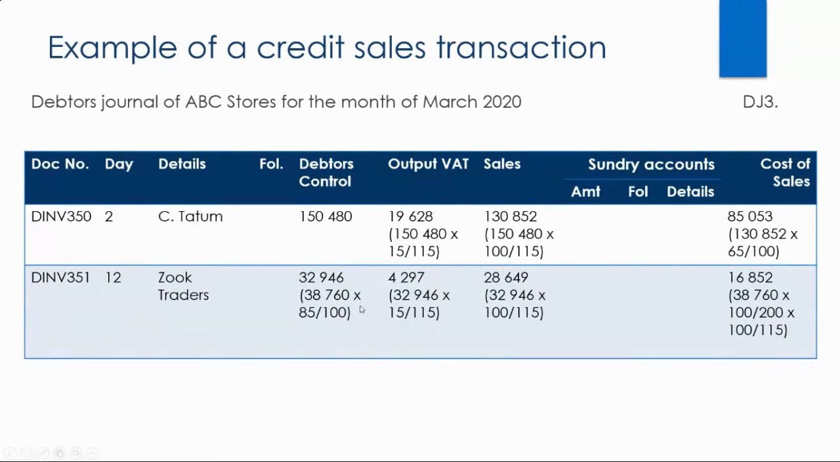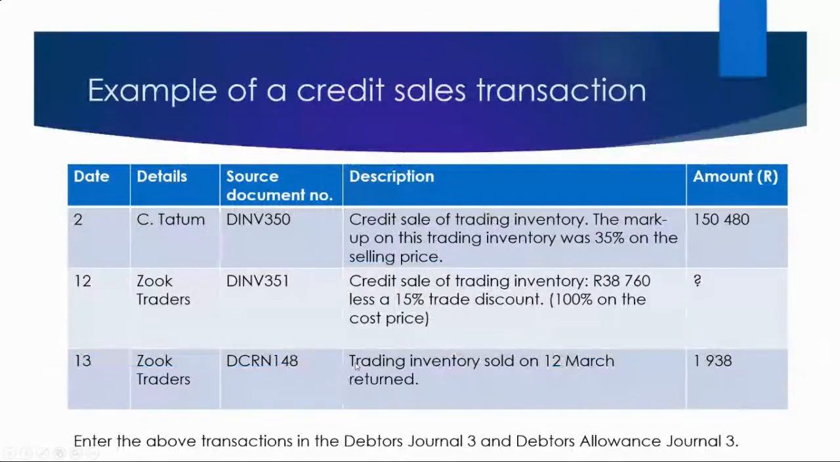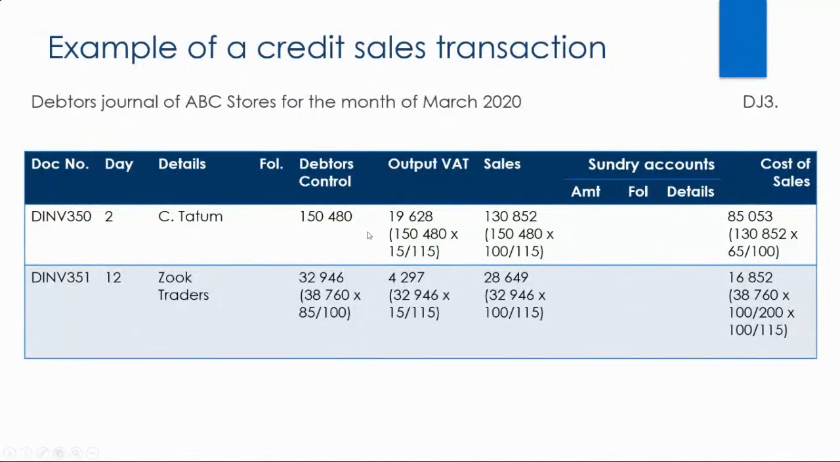Then for Zook Traders, let's quickly go back. So Zook Traders, we had a credit sale of 38,760 and there was a trade discount. Now, we take the 38,760, the trade discount, we take the 100% we would have paid less 15% gives us 85% is what we physically owe our debtor. And that is the 32,946 Rand. Now, based on that, we work out the output VAT, which is 15 over 115, and then the sales is the difference between the two.